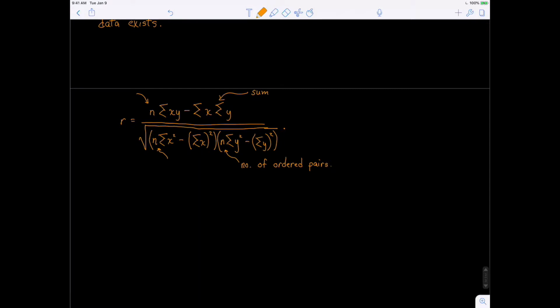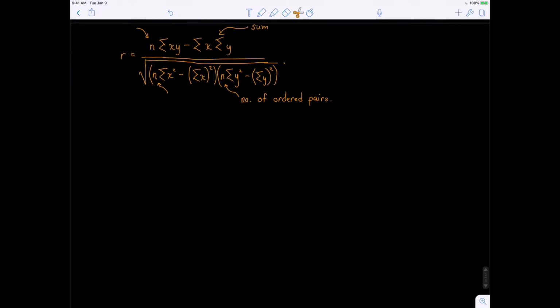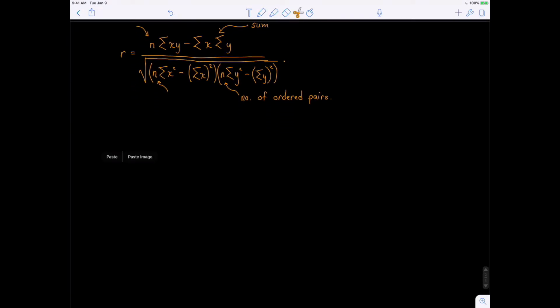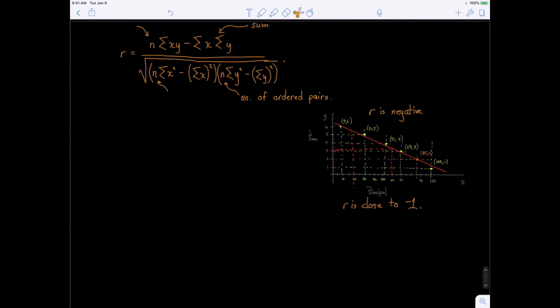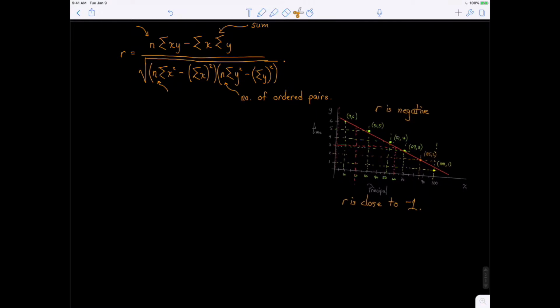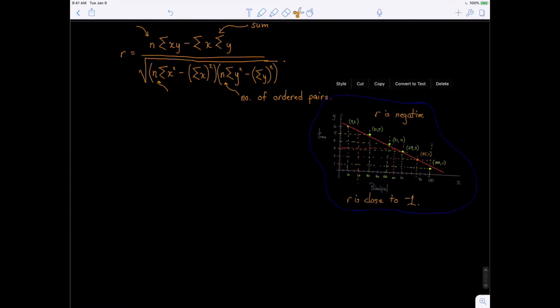So what we're going to do is use this formula to find the correlation for our loan data. So let's put that back in here, and I'm going to bring it right over there. Okay, then here we go.